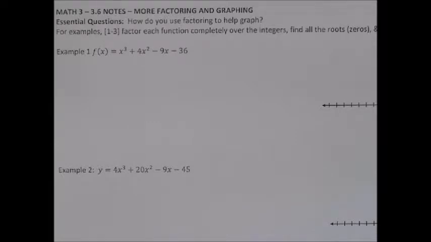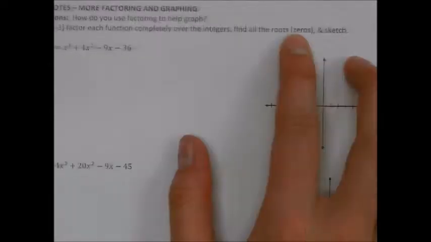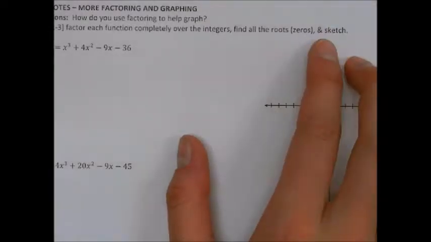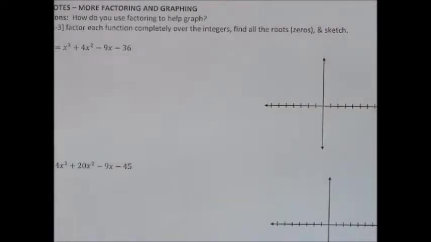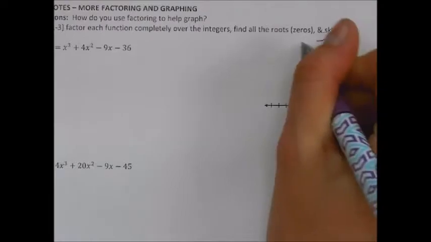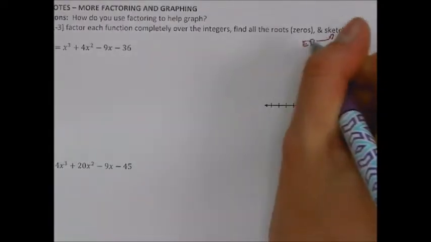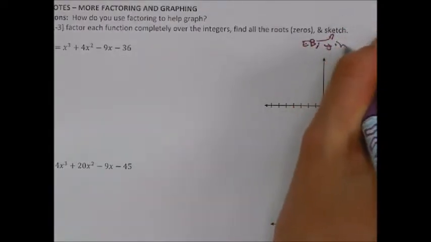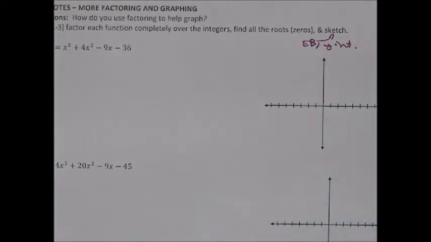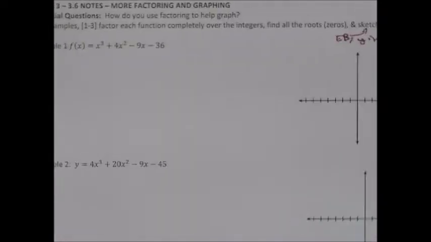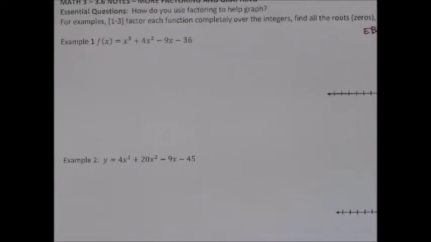Let's read the directions. For examples 1 through 3, factor each function completely over the integers, find all the roots, otherwise known as zeros, and sketch. So when we sketch, remember we also have to find our end behavior and our y-intercept. Example 1.